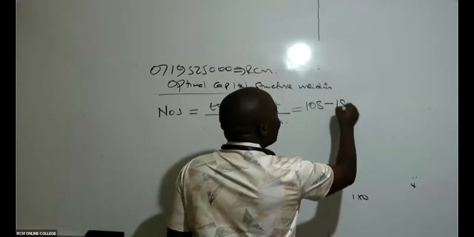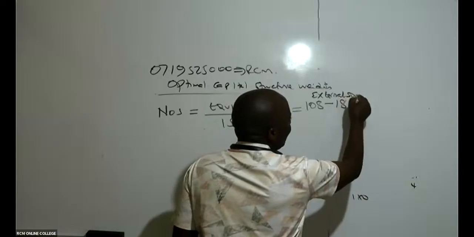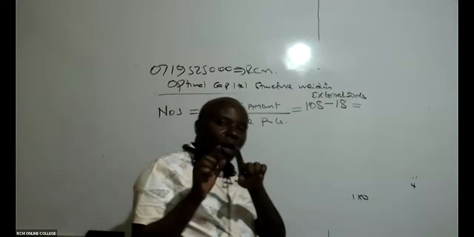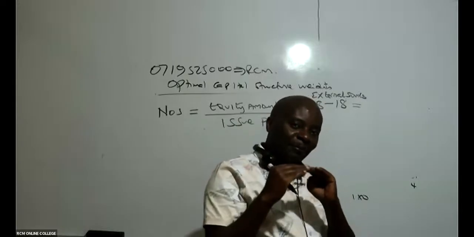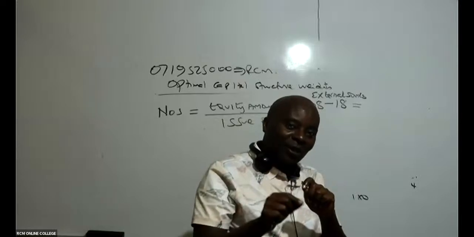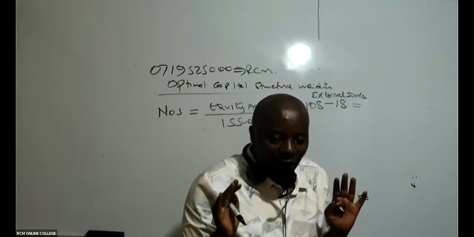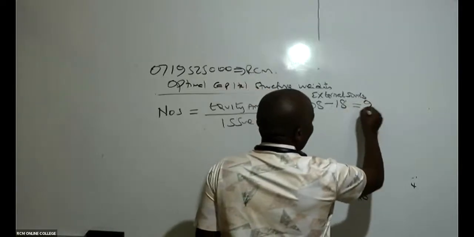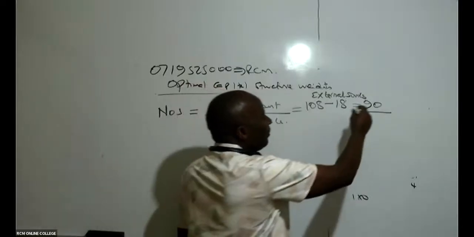So externally, how much are we going to get from external sources? Out of the equity 108, remember equity has two components: the amount which will come from internal sources, 18, and what will come from outside as shares. So what is 108 minus 18? It's 90. So remember, this is 90 million.